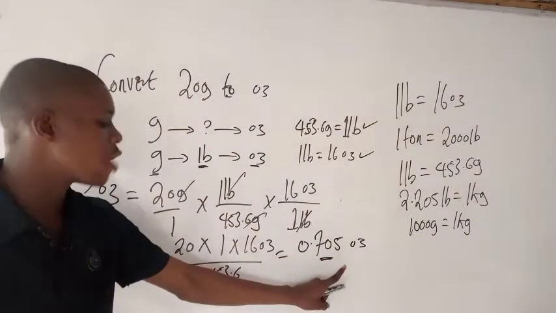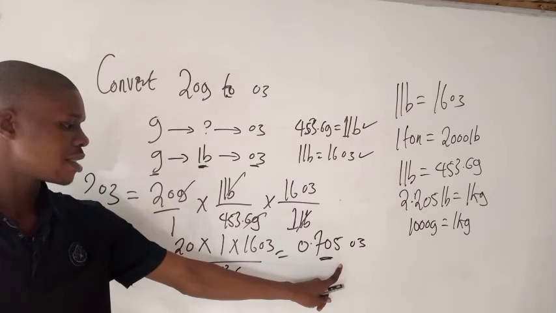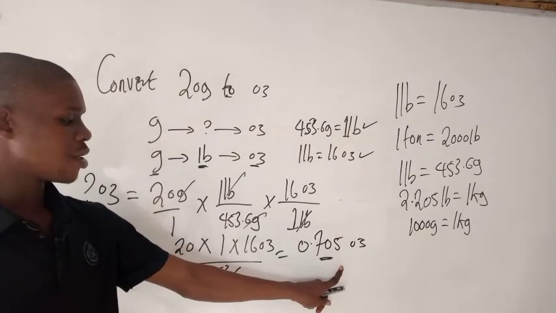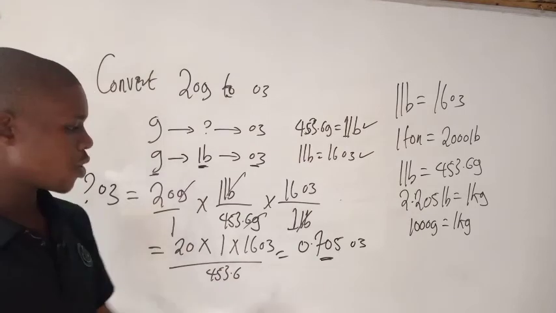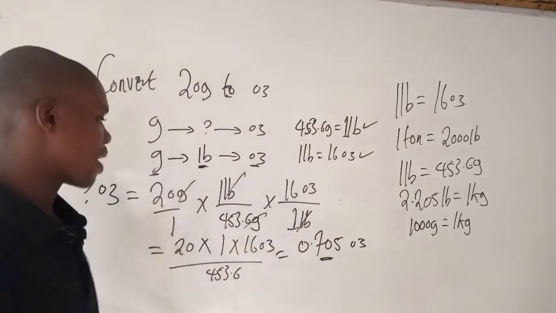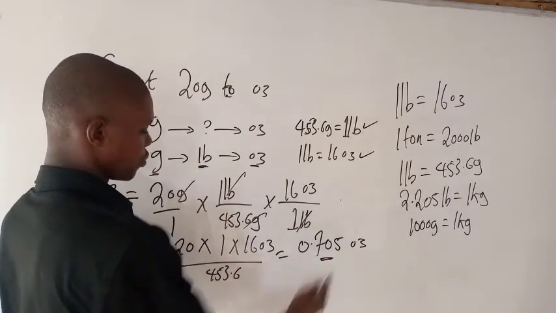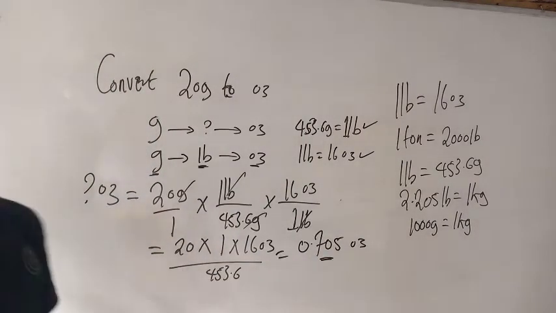Now it's very good if you leave your answer to 2 decimal points and above. Do you get that? So the more accurate one is 2 or more decimal points. So the answer is this one here: 0.705 ounce. That is the answer.